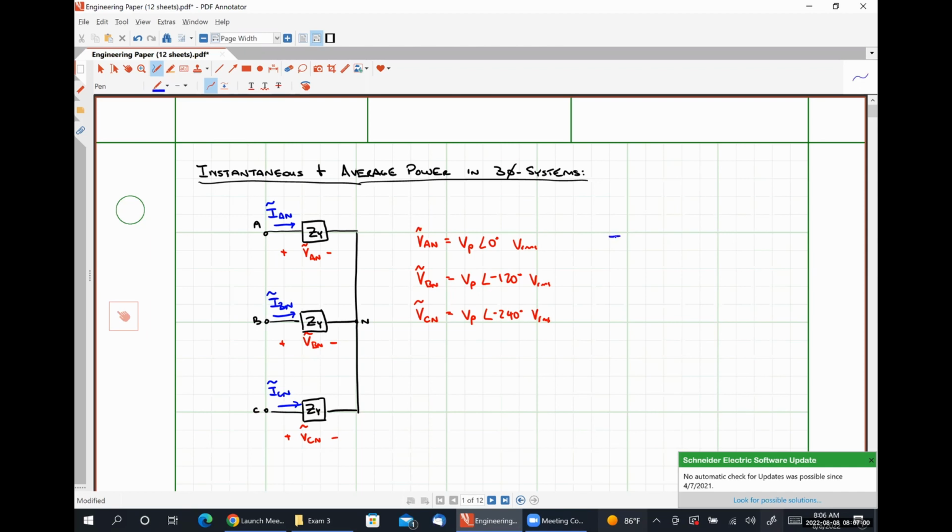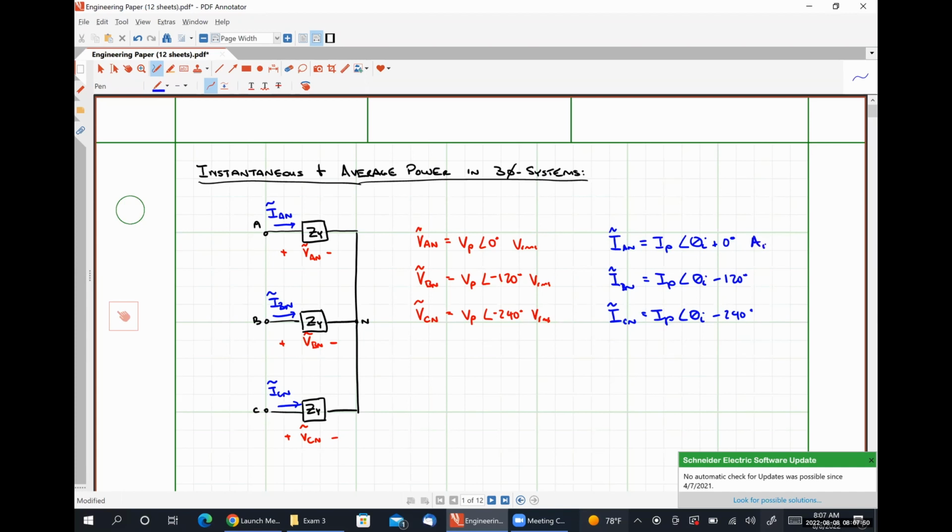Similarly, I can say that my line currents, excuse me, not my line currents, my phase currents are going to be IAN equal to IP angle theta I plus 0 degrees, IBN is going to be IP angle theta I minus 120 degrees, and ICN will be IP angle theta I minus 240 degrees, and all of these are measured in amps RMS.